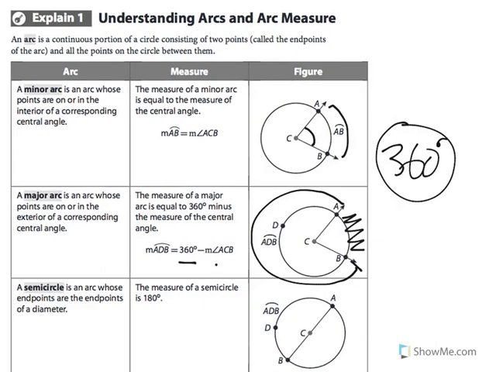A semicircle is an arc whose endpoints are the endpoints of the diameter. So this is the diameter, and these are the two endpoints. And a semicircle will go through the center of the circle. The measure of a semicircle is 180 degrees. So that means that the degree of arc ABD is 180.